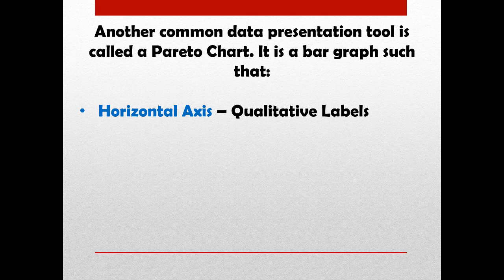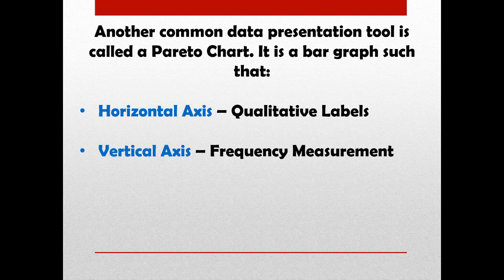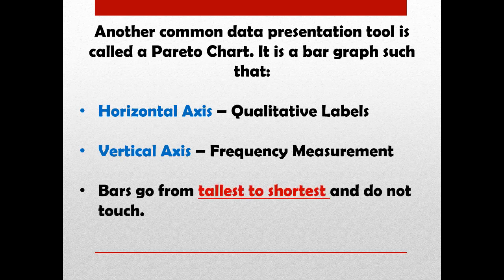The vertical axis represents the frequency measurement. And when we draw a Pareto chart, the bars have to go from tallest to shortest. And those bars don't touch. In a histogram, bars do touch. In a Pareto chart, bars do not touch.